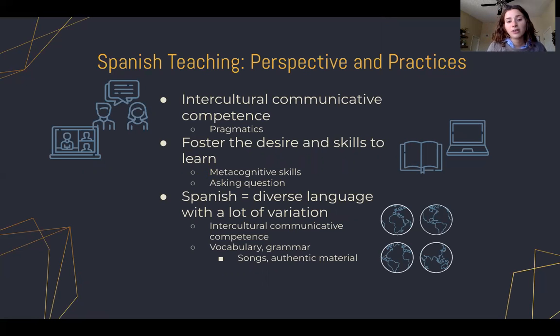I also see it as a way to foster the desire and skills to learn. This is one of the main goals I have. So, this a lot of times can be metacognitive skills, helping students learn how to learn better, maybe. And also just asking deeper questions to probe another level, a deeper level of thinking.